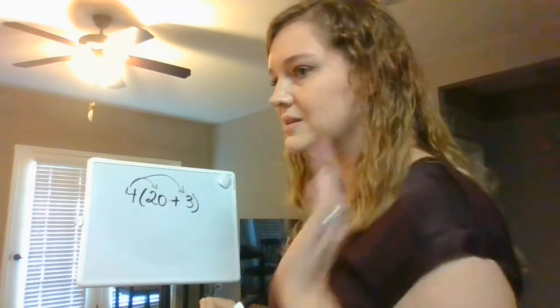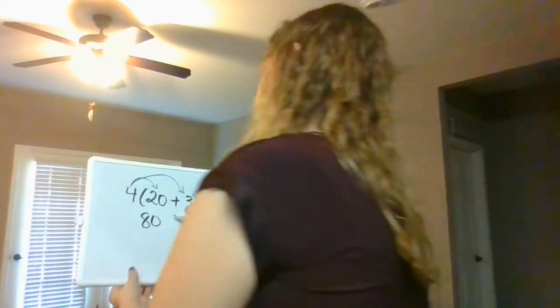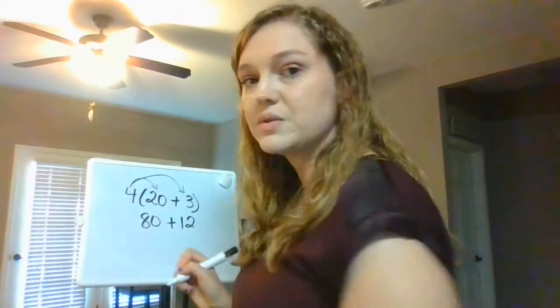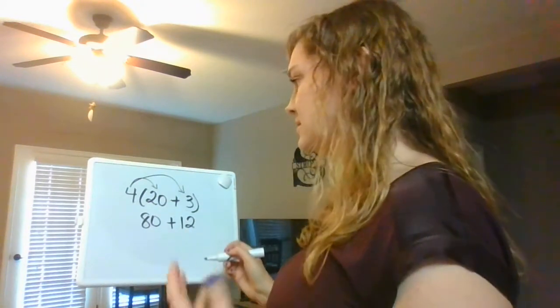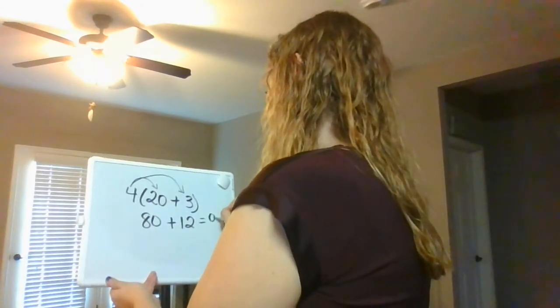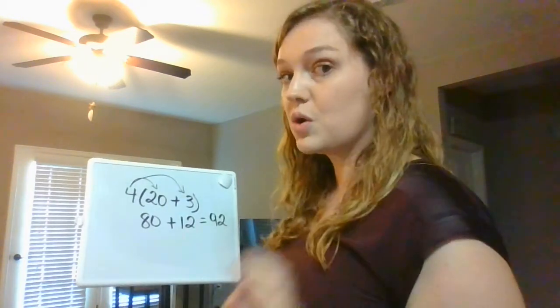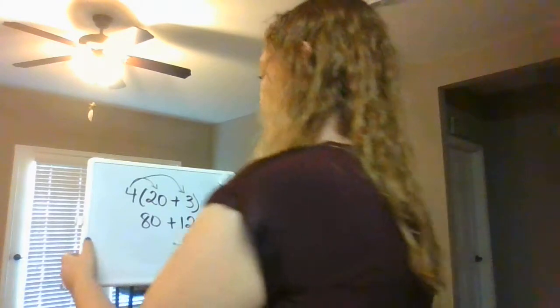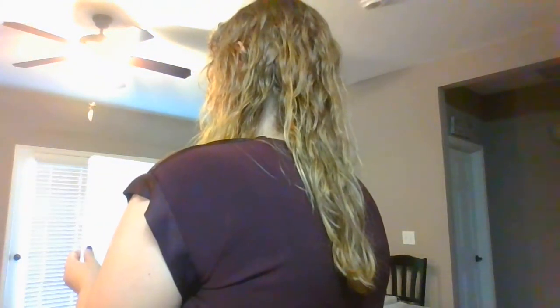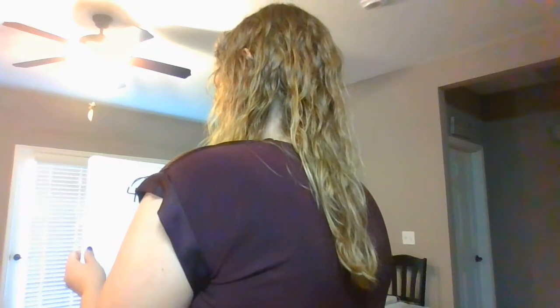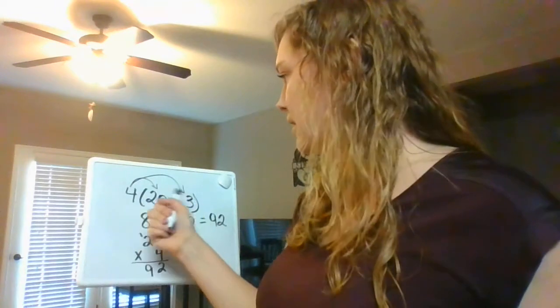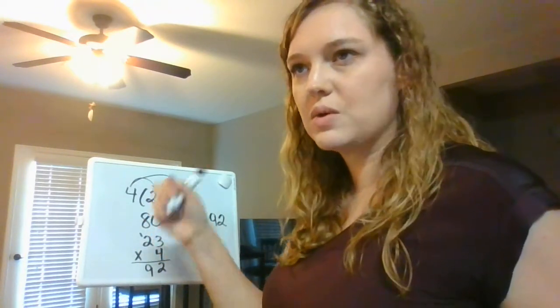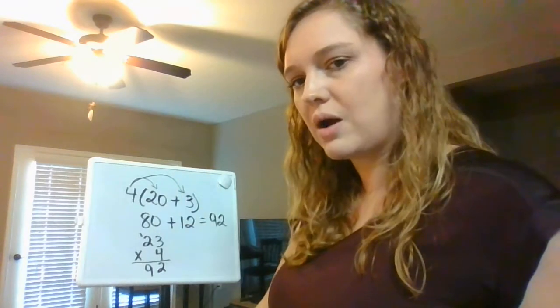So 4 times 20 is 80. 4 times 3 is 12. So then I add those together. 80 plus 12 is 92. And I will show you that we get the same answer because if I did 23 times 4, I get the same answer. But this way is probably a really good way. That way you can kind of do it and you don't have to write it all out.